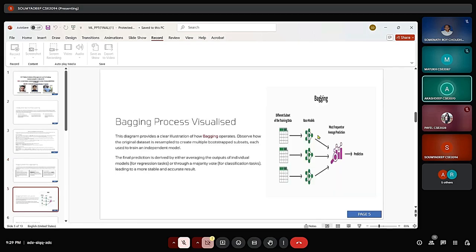So here we have the visualization of the entire process. We can observe how the original database is resampled to create multiple bootstrap subsets, each used to train an independent model. So here are the classification tasks and also the regression tasks, which are done by the majority vote of the individual models, leading to a stable and accurate result.